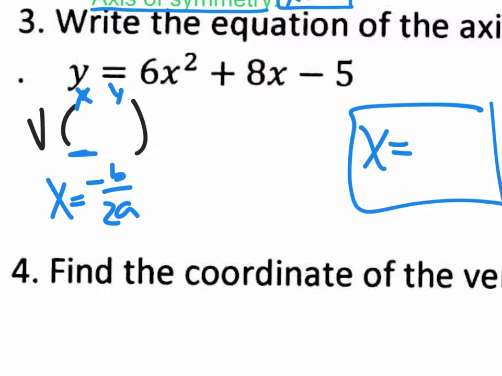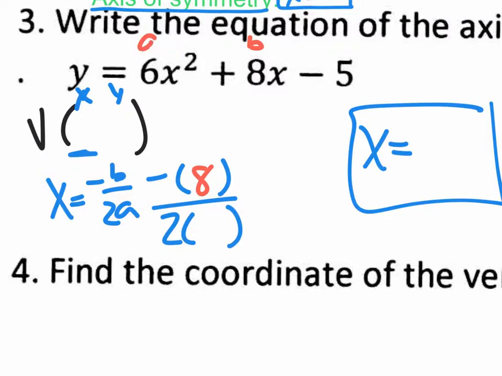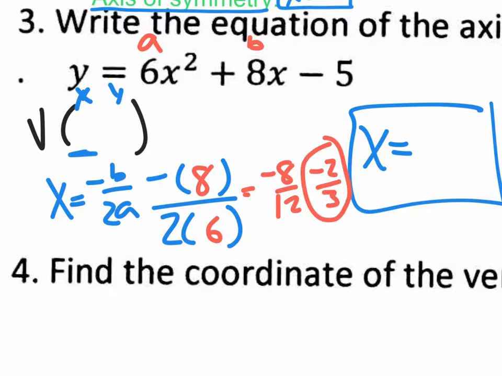So when I plug it in, I'm going to use parentheses, like always. And what do I plug in for b? 8. B is 8, okay. And the a value? 6, okay, so the a value is 6. So when I work this out, I'm going to have a negative 8 over a positive 12. Could I reduce that? Yeah. What does it reduce down to? Negative 2/3 if you reduce by 4. So the x value of our vertex is negative 2/3.